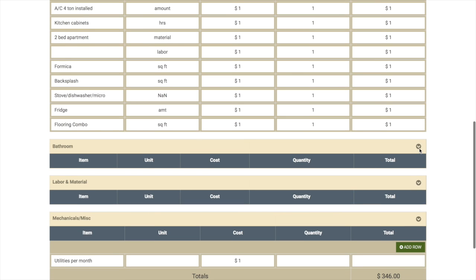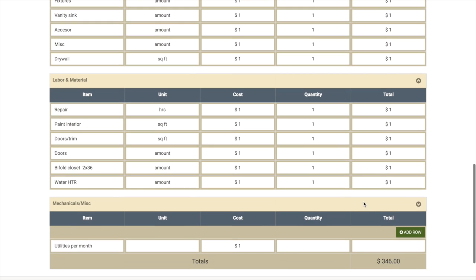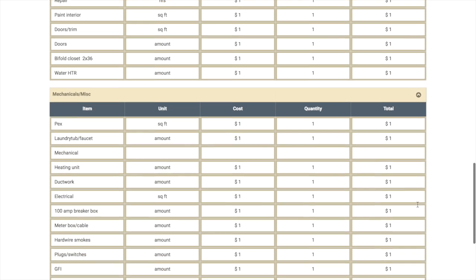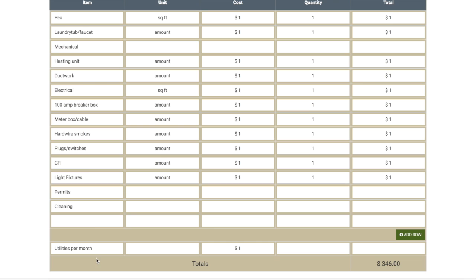And same thing with the bathroom. You can break down everything you need in the bathroom, labor and materials, and same with mechanicals. And if you're missing anything here, just keep adding rows. And at the end, it'll give you a total here.